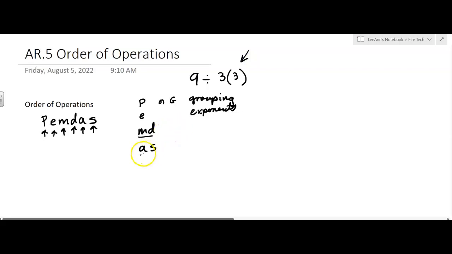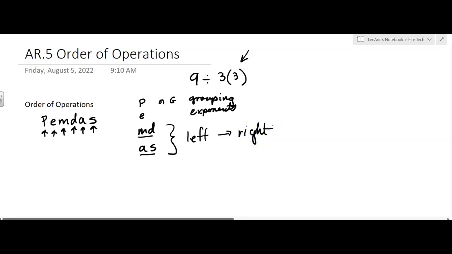And the same with addition and subtraction. You don't do subtraction first and then addition. You don't do addition and then subtraction. They go together, and we work them from left to right. You do multiplication and division at one time, and then you do addition and subtraction at one time. But it goes left to right.